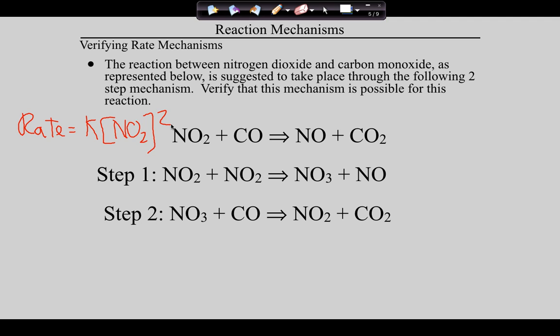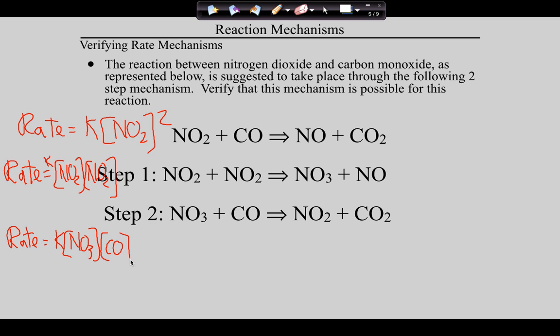Well, we need to write the rate laws for the elementary steps. But guys, check out what we can do. Do this with me. Rate is equal to K times NO2 times NO2. Sorry, I'm sort of out of space, but you get the idea. And then guys, down here, rate is equal to K times NO3 times CO.